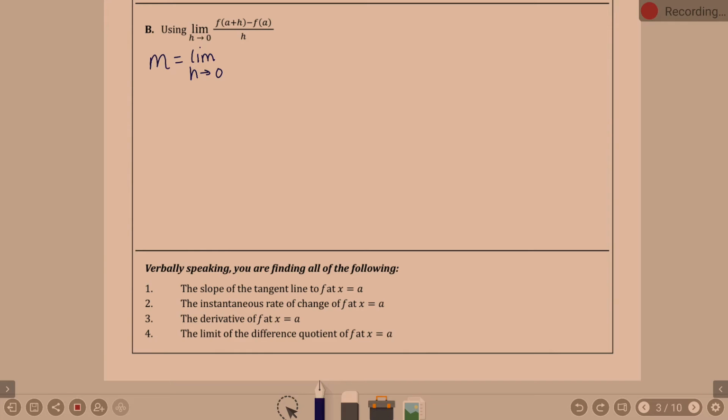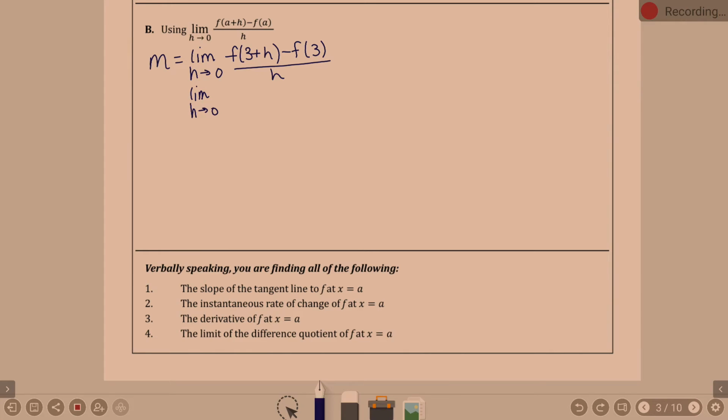Well, your a is still going to be 3. So when we think about this, we're thinking of f of 3 plus h minus f of 3, all over h, yes? And maybe you went ahead and plugged in and have the next step written out. So the limit as h approaches 0.